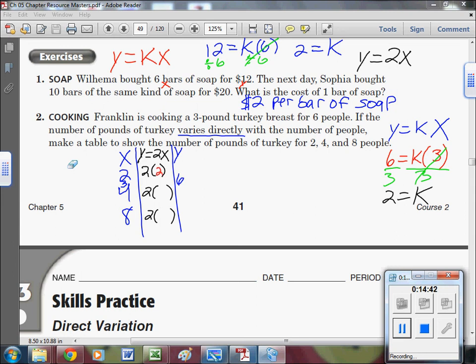So for now, plug in those values, 2, 4, 8. So let's see, for two people we're going to need 4 pounds of turkey. For 4 people, 2 times 4, that's 8 pounds of turkey. For 8 people, 2 times 8, that's 16 pounds of turkey. So we now have a value for every single one. We've answered the question to show the number of pounds of turkey for 2, 4, and 8 people. We have now completed that question. Let's try maybe one or two more.